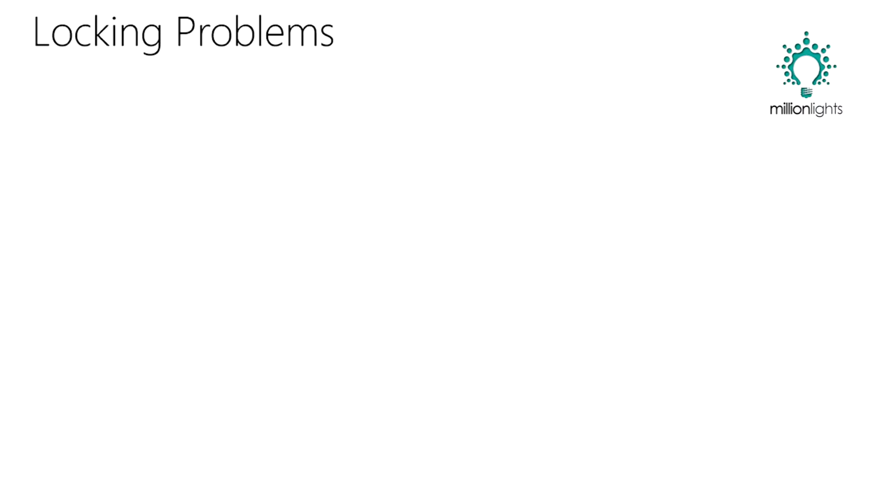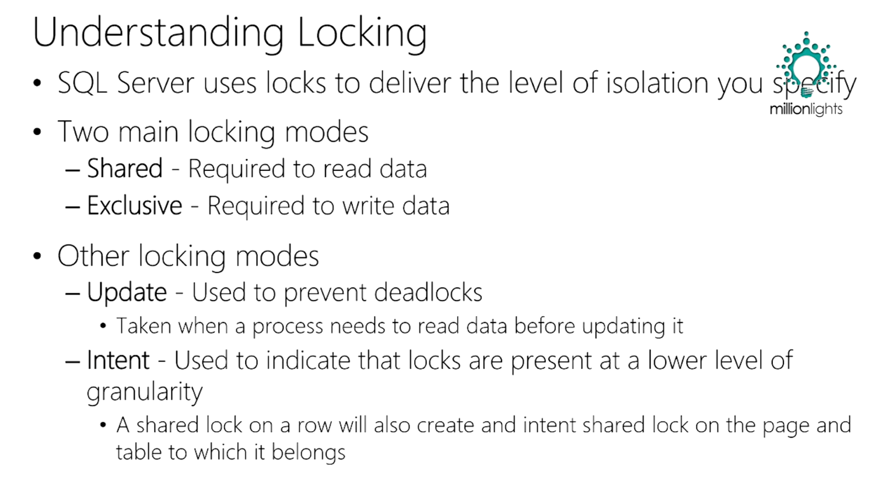Okay. And intent locks, so we would have an intent shared, intent exclusive, intent update lock, is basically used to indicate locks that are present at a lower level of granularity. So if I want to read a row, I'm going to take a shared lock on the row, then I'm going to take an intent shared lock on the page, and I'm going to take an intent shared lock on the table. And that is to prevent somebody coming in and taking a higher level lock.